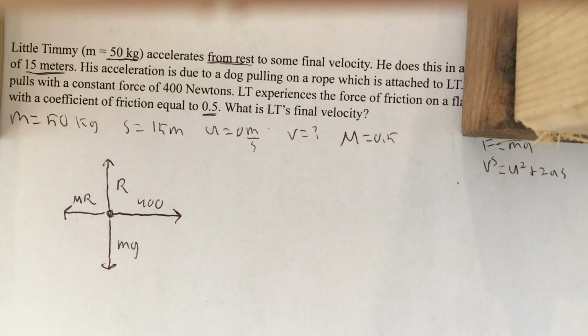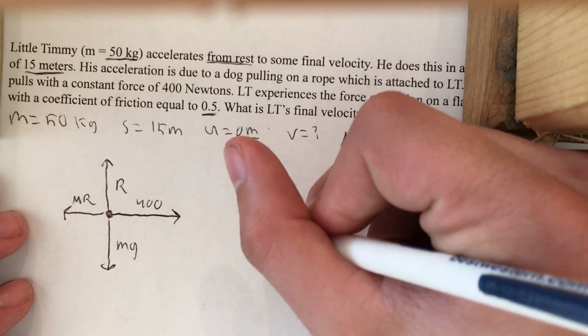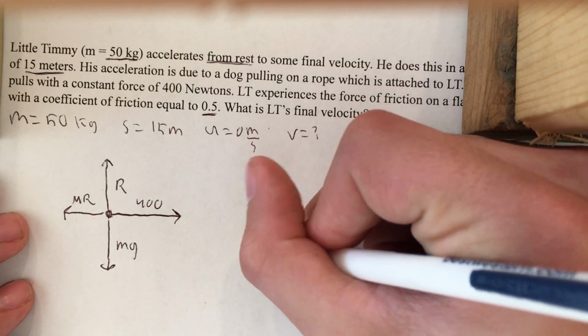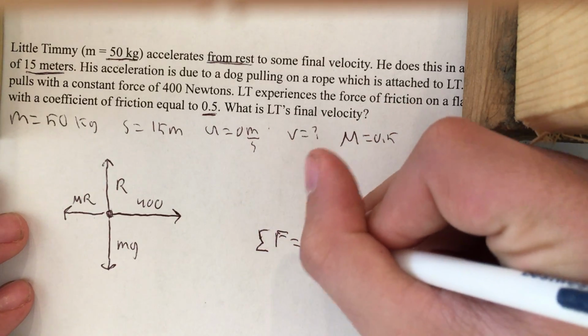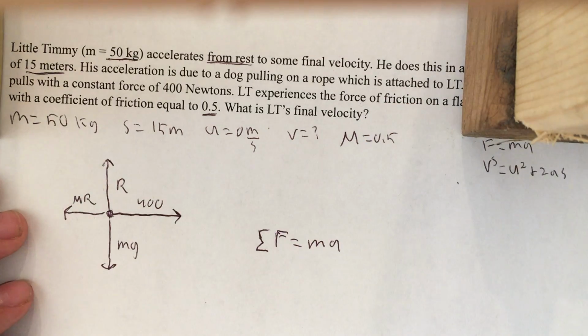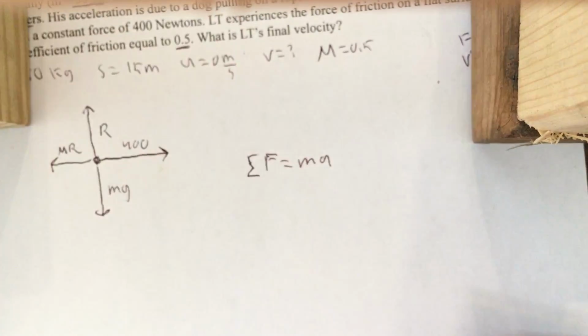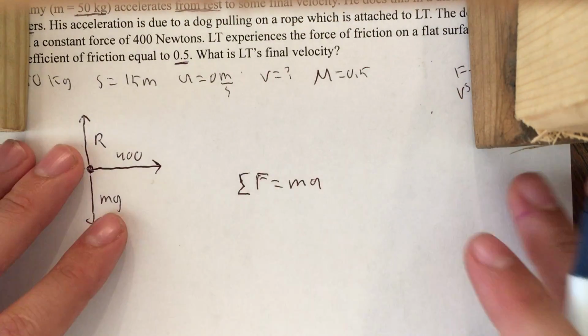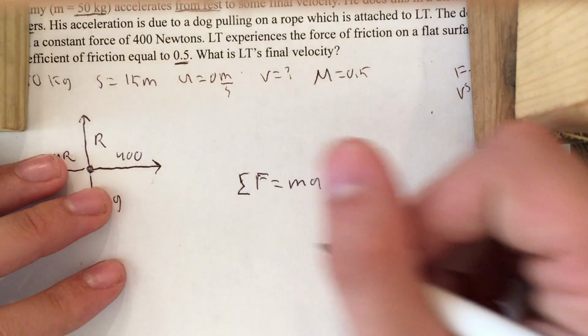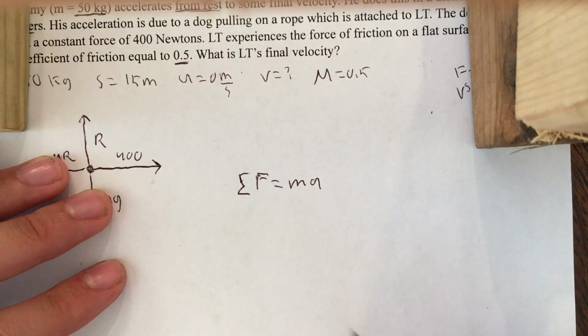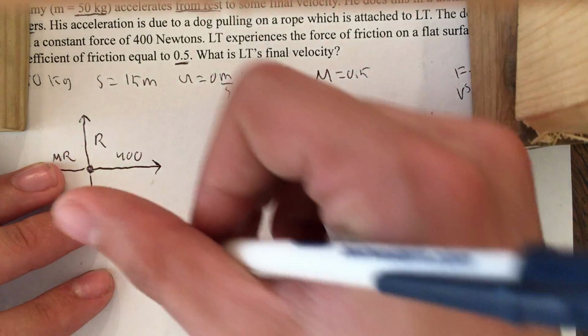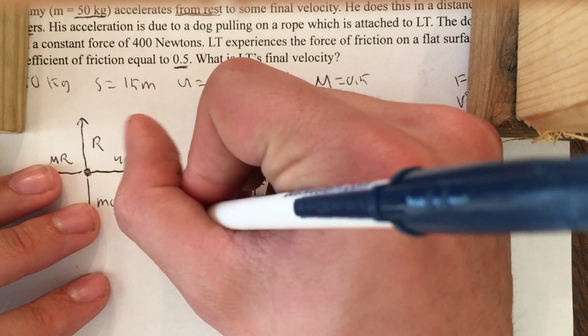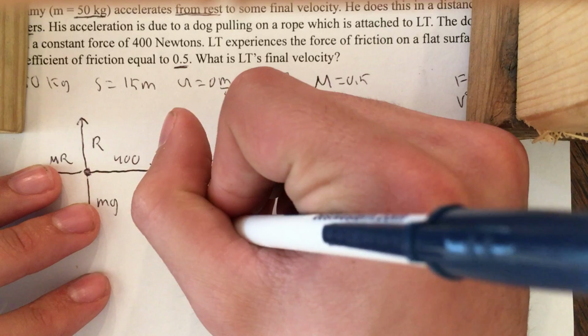So we know from Newton's second law that the sum of the forces equals ma. And so we need to find the sum of the forces in the x direction and the y direction. So we'll start off with the y. The sum of the forces in the y direction equals ma.